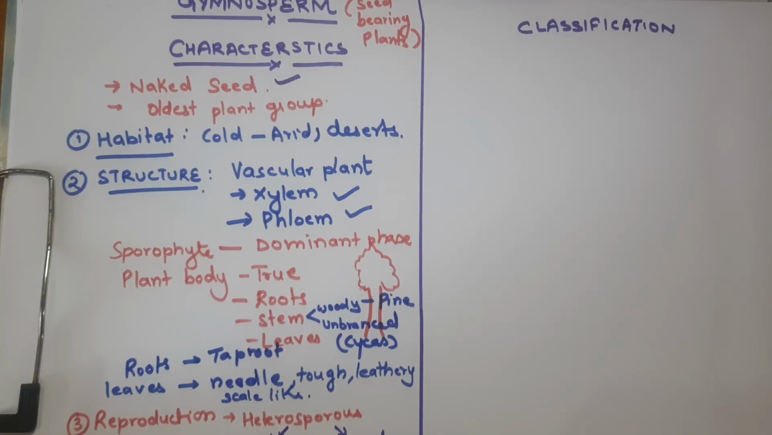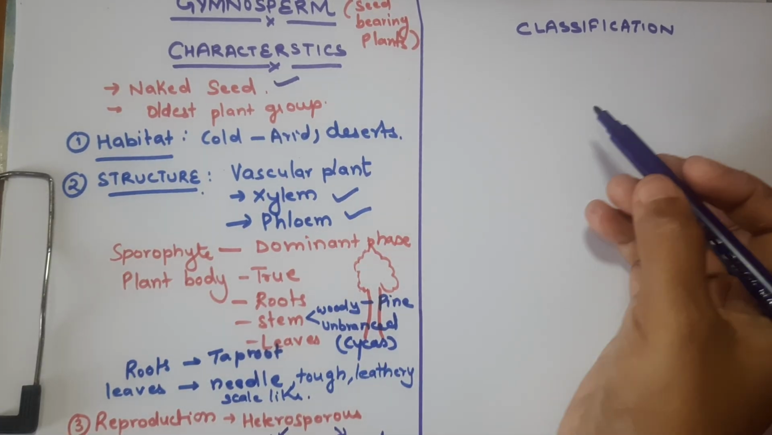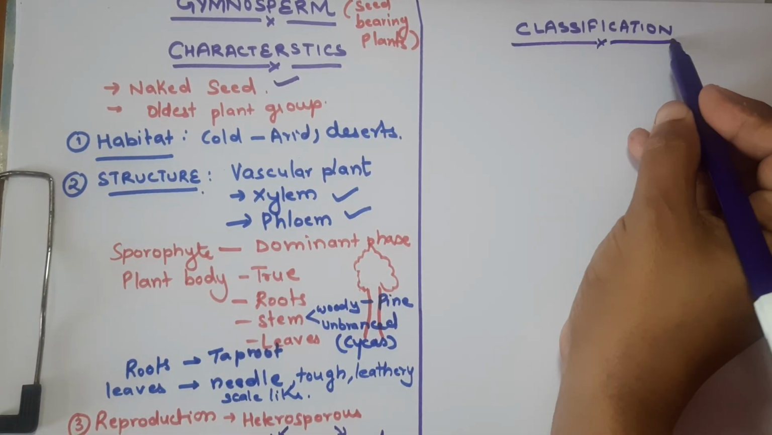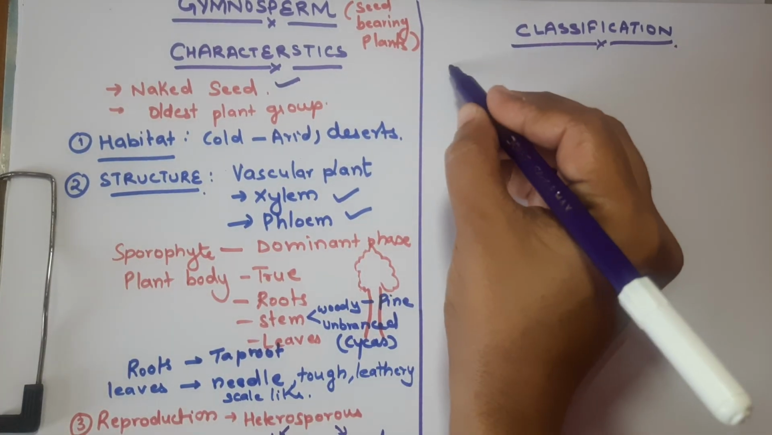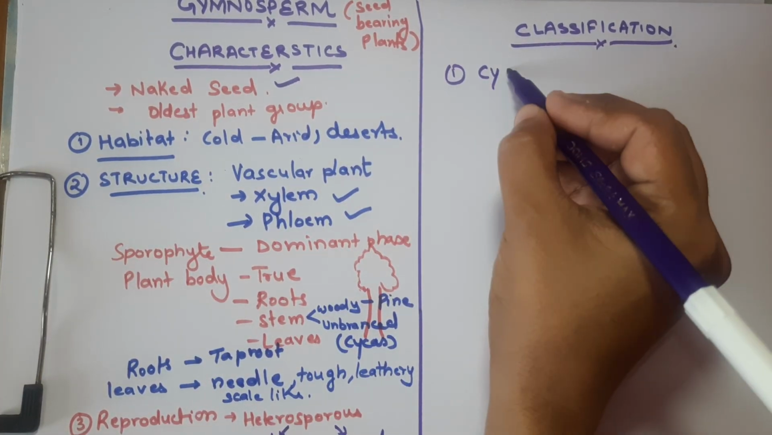Now students, let's talk quickly about the classification. The gymnosperms are divided into four groups. The first one is the Cycadophyta.